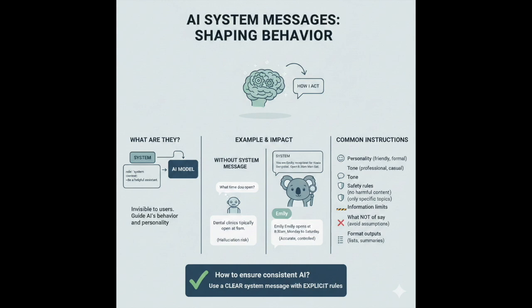3. System messages. The hidden rulebook. System messages are the most powerful and the most underestimated. They tell the AI who it is, how it should behave, and what it must never do. Users never see them, but everything depends on them. If you don't set a system message, the model guesses. And guessing is hallucination. With a system message like, "You are Emily, a friendly AI receptionist for Koala Dental in Sydney," the model stops answering generically and starts answering accurately and consistently. That's why the exam asks, how do you ensure consistent agent behavior across many callers? The answer is a clear system message, not temperature, not fine-tuning.